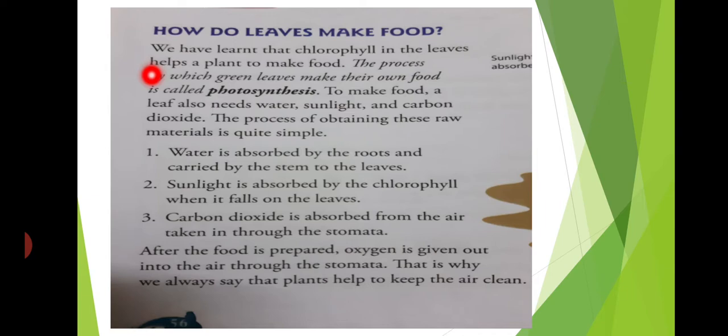Children, as you know, we have learned that chlorophyll in the leaves helps a plant to make food, and the process by which green leaves make their own food is called photosynthesis. And children, to make food, a leaf also needs water, sunlight and carbon dioxide. And this process of obtaining these raw materials is quite simple.